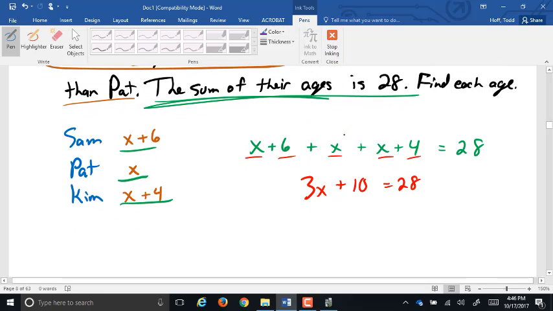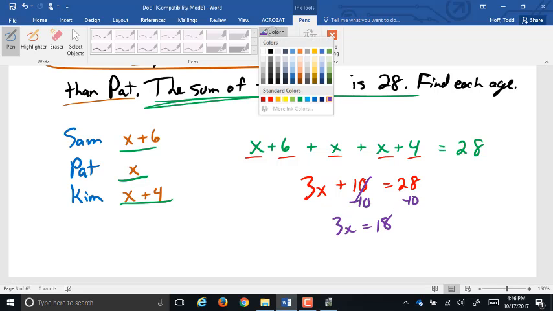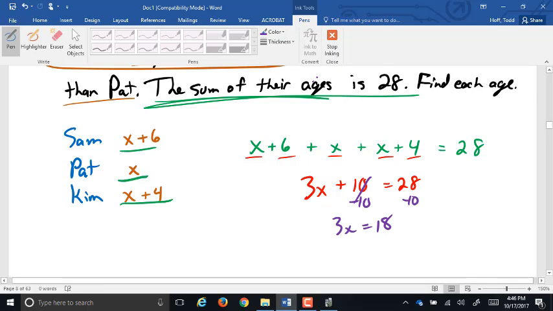What do we do next? Subtract 10 from each side. 3X equals 18. And then we divide by 3. X equals 6. All done?